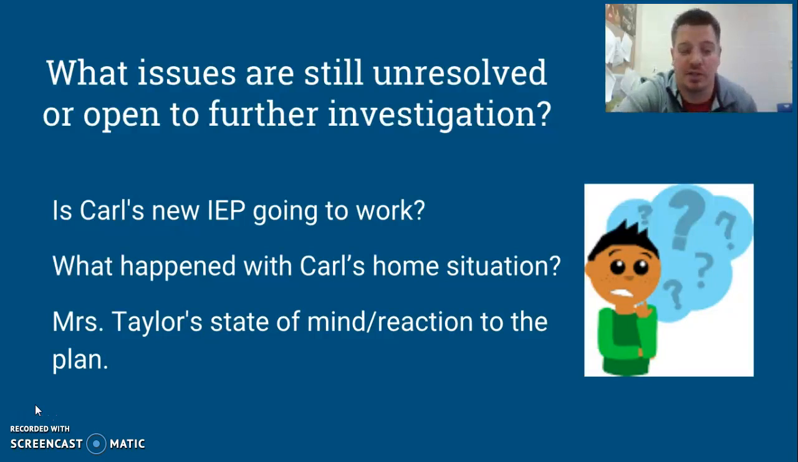So what issues are still unresolved or open to further investigation? First, is Carl's new IEP going to work? We don't know if it's going to work right now, and that's still unresolved. What happened with Carl's home situation? Did it get better? Have his parents found a way to be civil and bring a better, happier environment at home for Carl? And is Mrs. Taylor's state of mind, how is it? Is she still happy here? Is she willing to work for kids? Has she grown from the situation? And things like that.